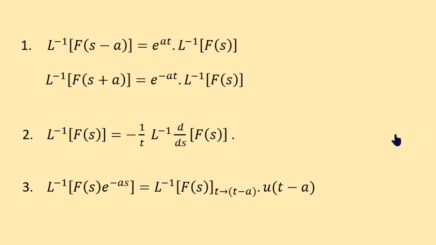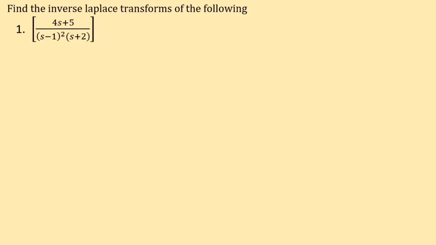So I am going to discuss some questions on how to find the inverse Laplace transform using the partial fraction method and using the first rule, second rule and third rule. Okay. Now the first question: find the inverse Laplace transform of the function 4s plus 5 by s minus 1 whole square into s plus 2.